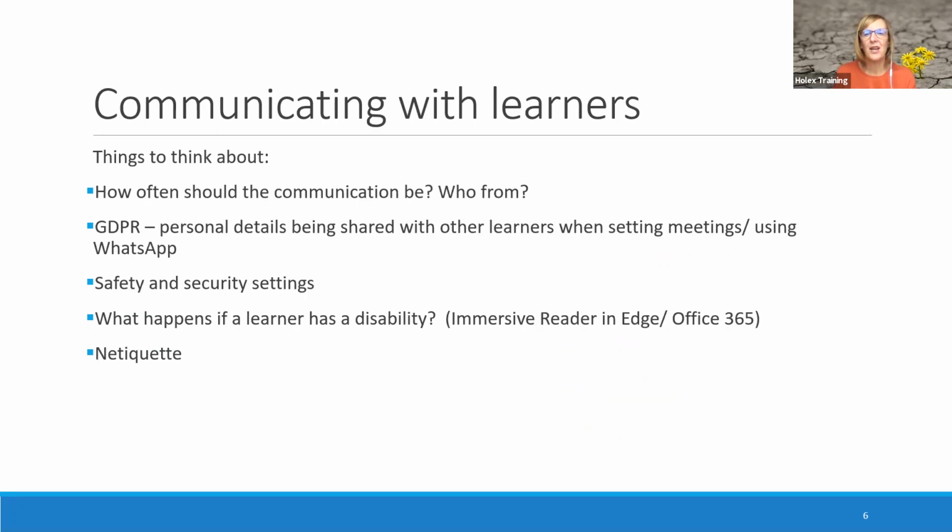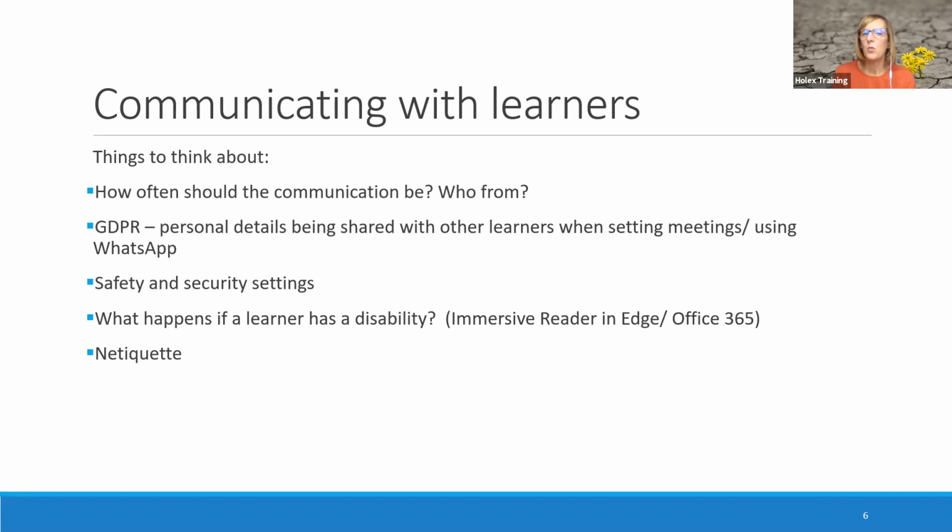When you're communicating with learners, some of the things to think about are how often the communication should be and who it should come from? Think about GDPR. Think about your personal details being shared with other learners when setting up meetings or using WhatsApp. Make sure everything you send is in a safe way that adheres to not only your policy, but maintaining the privacy and safety security settings of your systems, and also keeping the learners and yourself safe.